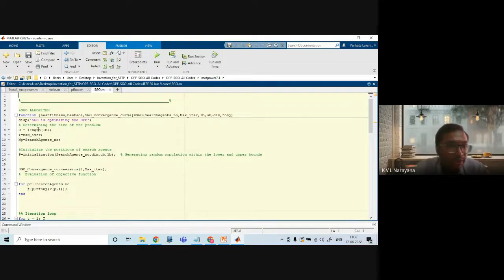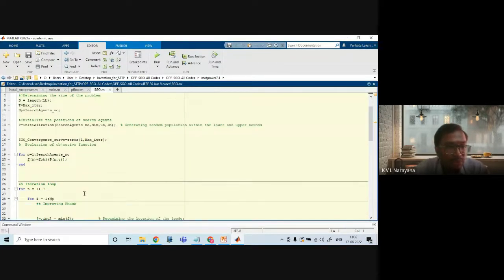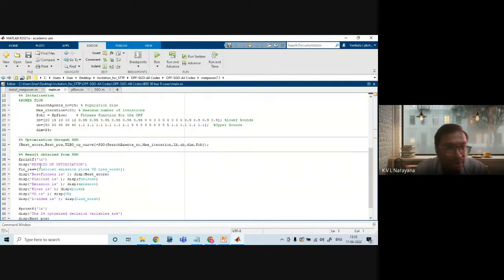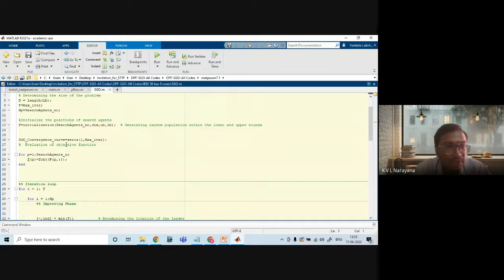First, you have to give the length, that is the dimensions, how many dimensions are there, and the population size, that is NP. So there are different steps here. Evaluation of the objective function: this will evaluate the objective function, that is FOBJ. FOBJ is the fitness function, which is defined in the main program. So each time it will calculate the fitness value after substitution of the solutions in this fitness function.